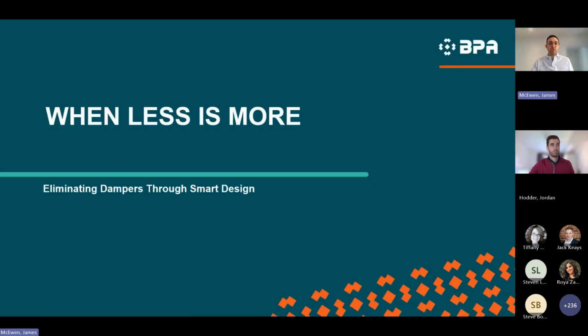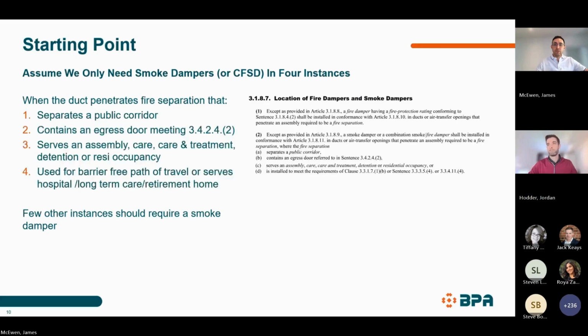And now I'm gonna throw it over to Jordan, who's gonna talk a little bit more about this. Thanks, James. Yep. So in this section, we're going to talk about when less is more and trying to eliminate dampers through smart design.